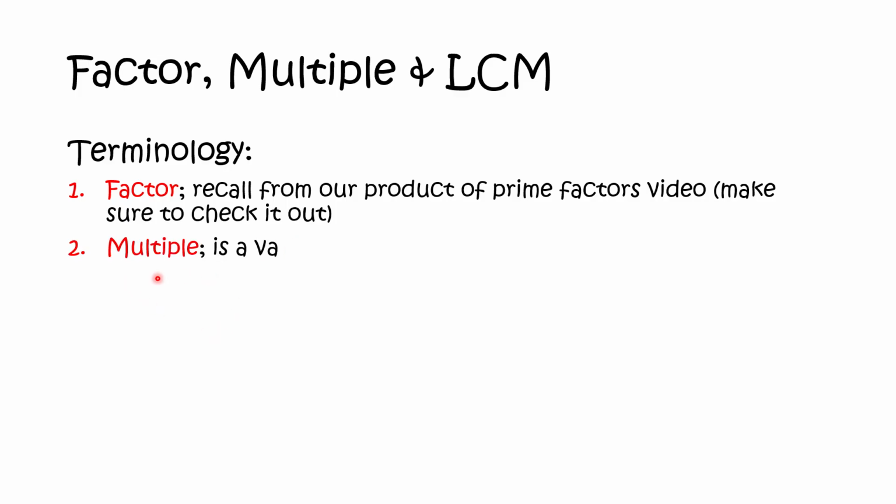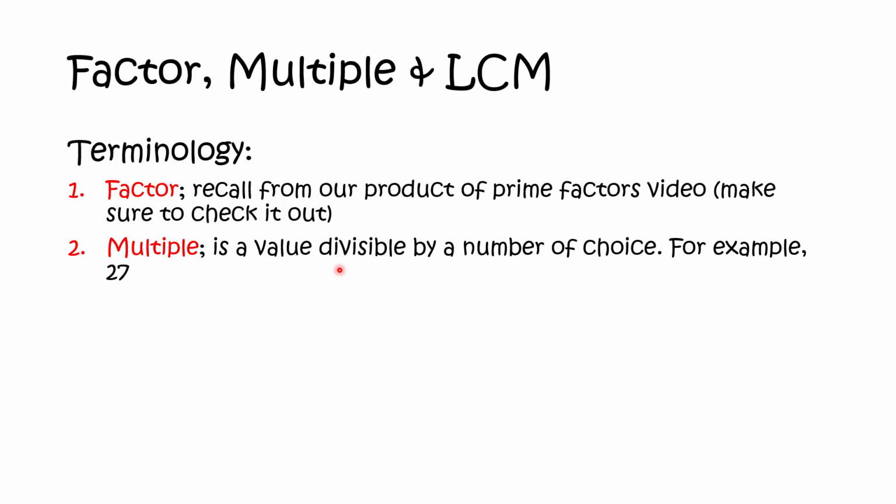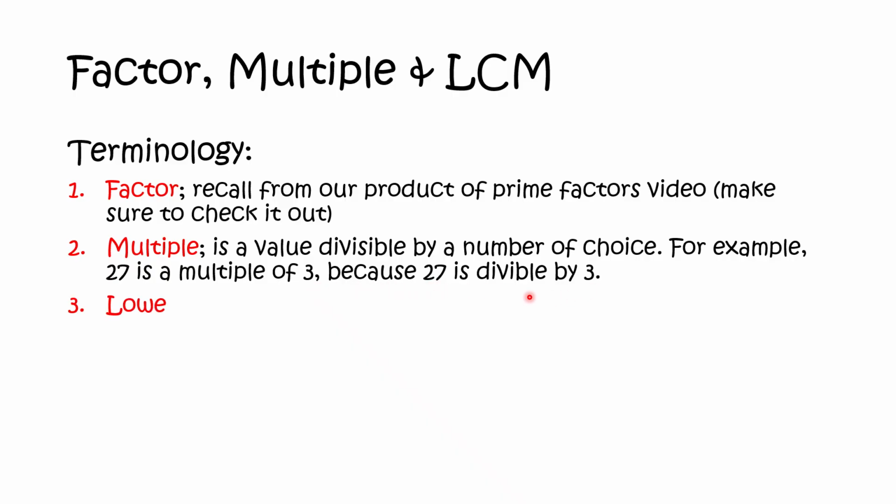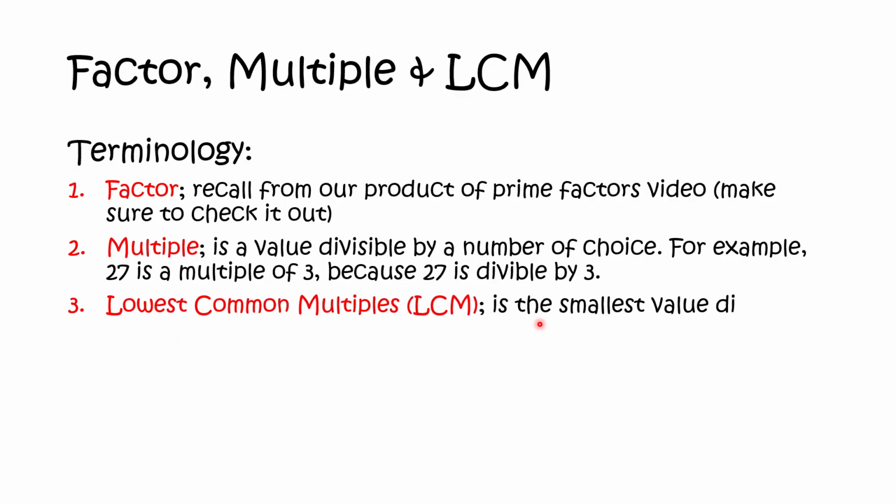Number 2, multiple. This is a value divisible by a number of choice. For example, 27 is a multiple of 3 because 27 is divisible by 3. The lowest common multiple, LCM. This is the smallest value divisible by all the numbers.